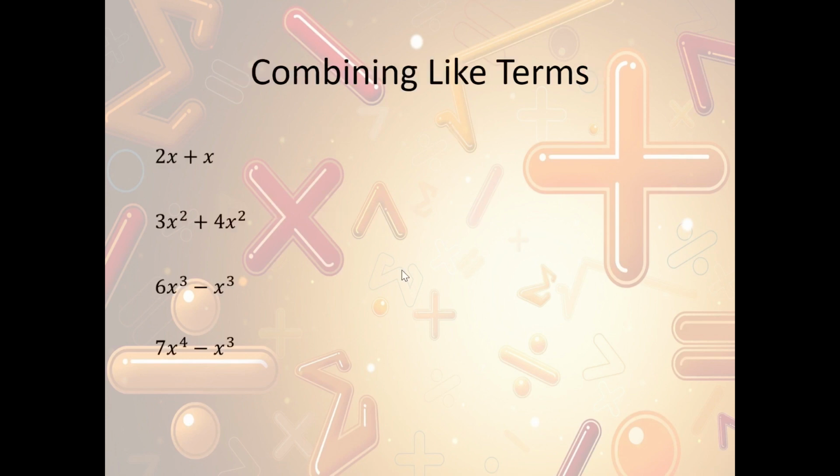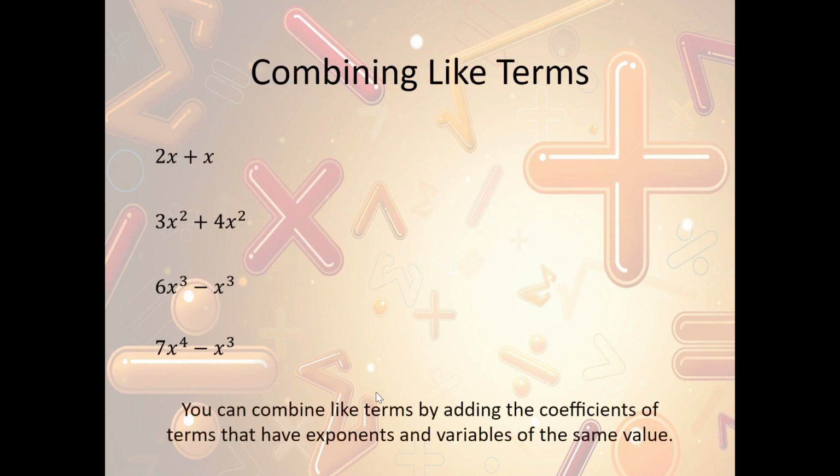Now combining like terms. The rule is in order to combine like terms, they have to have the same exponents and same variables. And if they do, we're going to add the coefficients. So for instance, we have 2x and x. Well, they're both x's, so they have the same variables, and they have the same power, same exponent. Really, it's an imaginary exponent of 1. So we can just add these. 2x plus x is 3x.